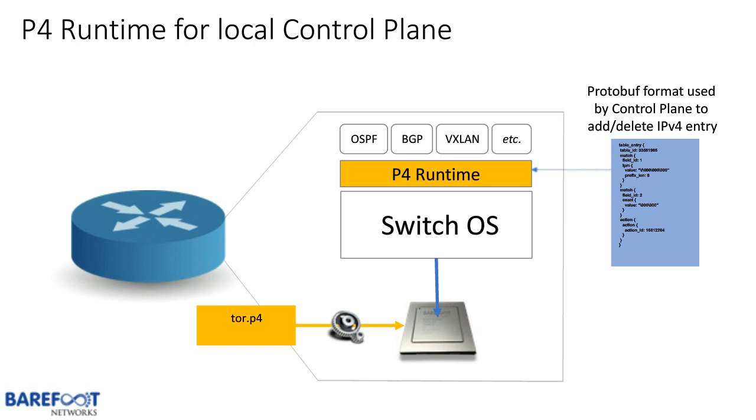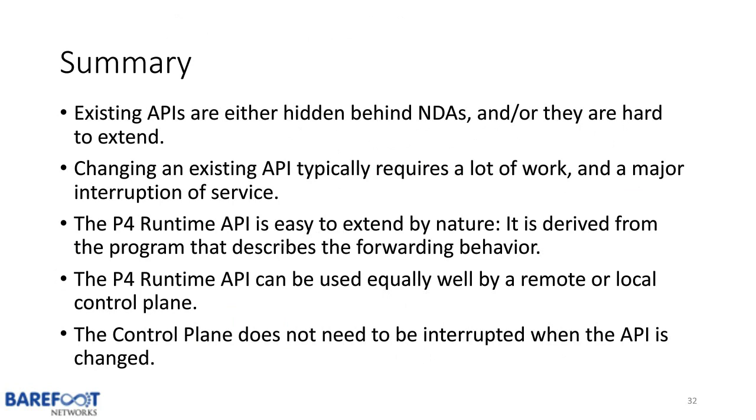The API is silicon independent, easily extended, and the forwarding behavior can easily be upgraded without needing to reboot the control plane. And so in summary, existing APIs are either hidden behind NDAs or they're hard to extend. Changing an existing API typically requires a lot of work and a major interruption of service. The P4 Runtime API is easy to extend by its very design. The API is derived from the program that describes the forwarding behavior. The P4 Runtime API can be used equally well by a remote or a local control plane, and the control plane does not need to be interrupted when the API is changed.